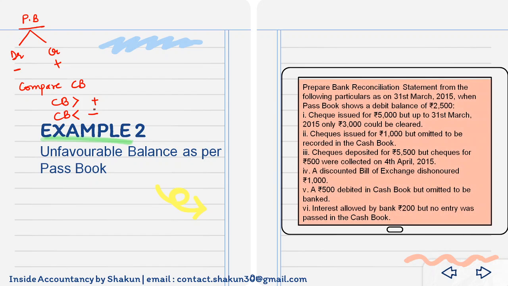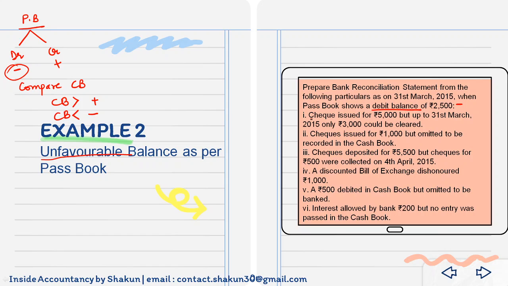Okay, so prepare a bank reconciliation statement from the following particulars as on 31st March 2015, when the passbook shows a debit balance of 2500. Debit balance as per passbook is a negative balance. It is an unfavorable balance. And now since it's an unfavorable balance, it will be shown in the minus column.